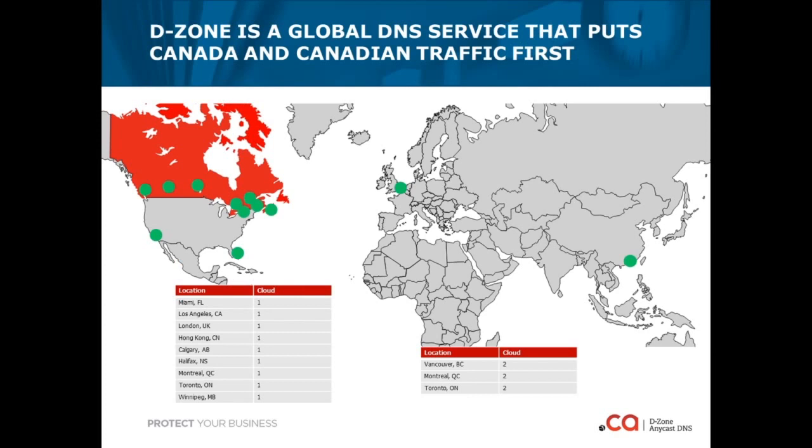So with that, we're going to turn to a couple slides on D-Zone and how D-Zone Anycast DNS is configured to help you. Now, D-Zone is a global DNS service that puts Canada and Canadian traffic first. So in addition to 2 high-capacity clouds in Canada, close to geographic population centers, we also have 4 very high-capacity, very high-transit nodes located in global internet hubs, providing you with the ability to serve your traffic very quickly and very efficiently.